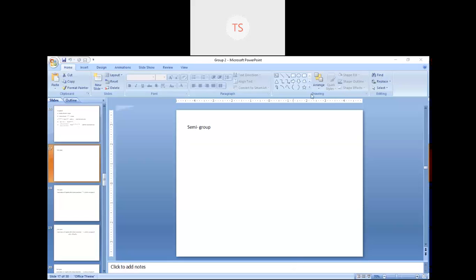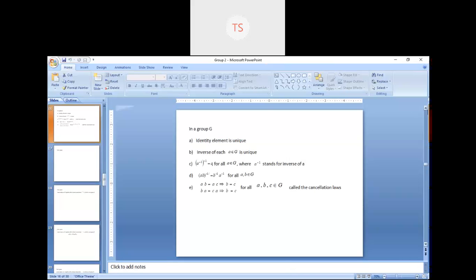The definition of a group, then some important properties. Here we have discussed that in a group, the identity element and the inverse of each A belongs to G. That means if you select an element from that particular group, you will get a unique inverse of that element.